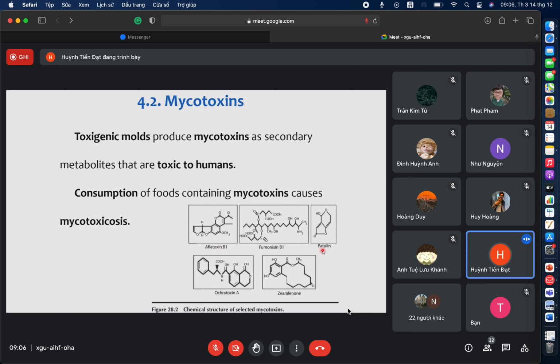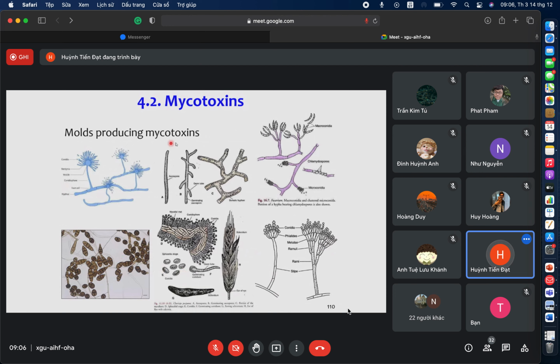Another one is botulism, which is also regulated by the Ministry of Health in Vietnam. They already have limited amounts available for aflatoxin. Some other countries may be concerned with fumonisin, and others like ochratoxin and zearalenone. But most likely in Vietnam we find aflatoxin and botulism. Mold producing toxin, Bacillus, still remember? So this one is for your reference.